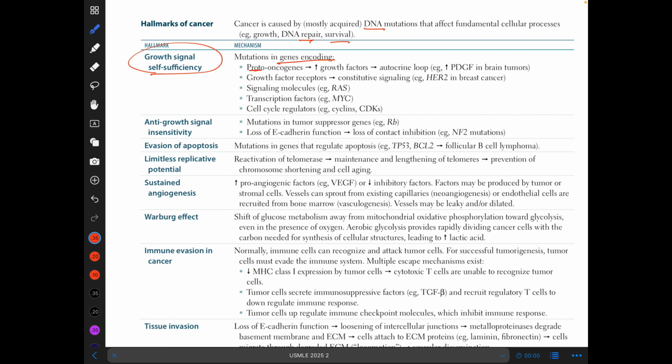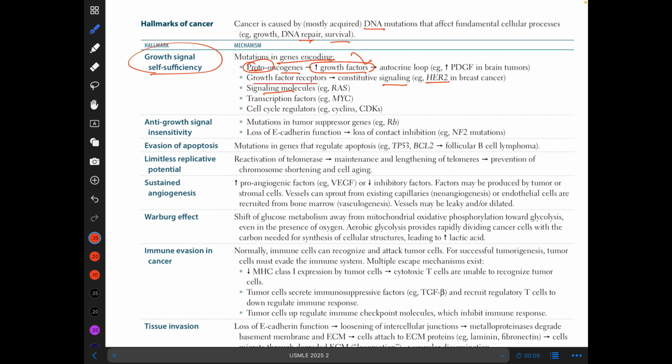It can be due to proto-oncogenes, which are responsible for cell proliferation and increase cell growth. Due to overexpression of proto-oncogenes, there will be an increase in growth of the cells. Taking growth factor receptors, these also constitute signals, most likely HER2 in breast cancers. There are also signaling molecules like the RAS proteins.